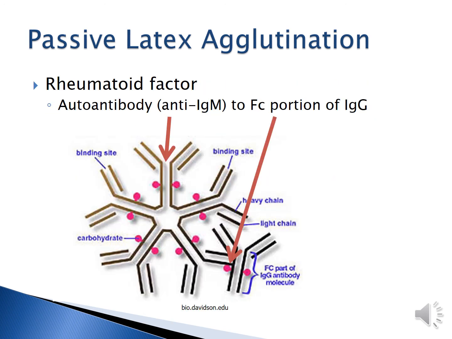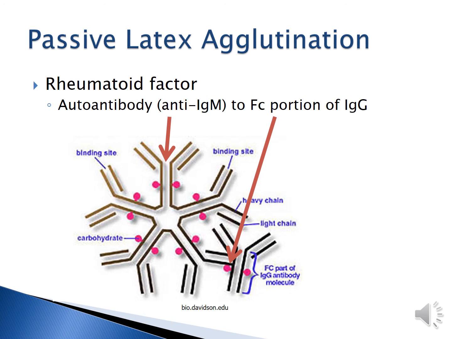What can we test for using this passive agglutination test? Well, one thing we can usually test for is the rheumatoid factor. Rheumatoid factor is very important to understand and to know, especially for other testing, because if a patient has an autoantibody such as anti-IgM, then we need to know if it's going to cross-react with IgG antibodies, etc.